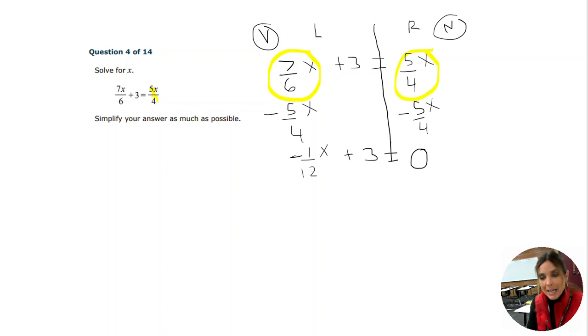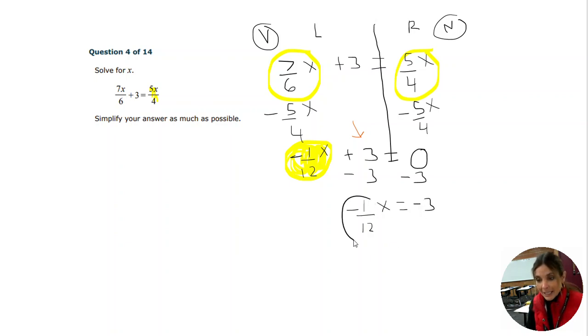Now at this step right here, remember that our whole goal is to isolate this variable. We want the x to be by itself. Right now it's being multiplied by negative 1/12, and then 3 is being added to it. So if I want this right here to be by itself, the first thing I have to do is get rid of this plus 3. So I'm first going to isolate the variable term. I'm going to subtract 3 from both sides. So negative 1/12 times x is equal to a negative 3.